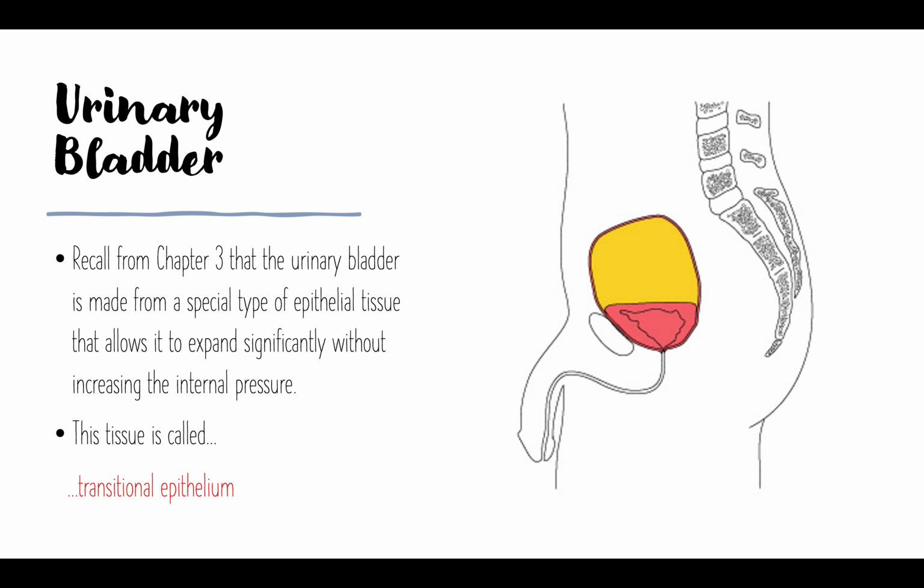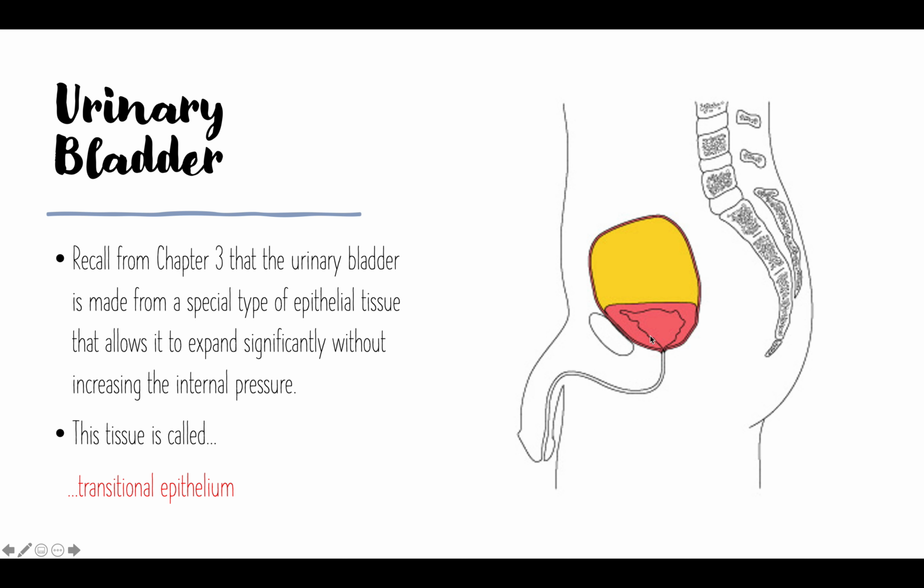So think of it like a rubber band, right? Most of the time, when your bladder is relaxed and not full, it's like a rubber band that isn't being pulled on. But then as it expands and fills with urine, it stretches, but it stretches in a way, again, where it doesn't increase a ton of pressure.